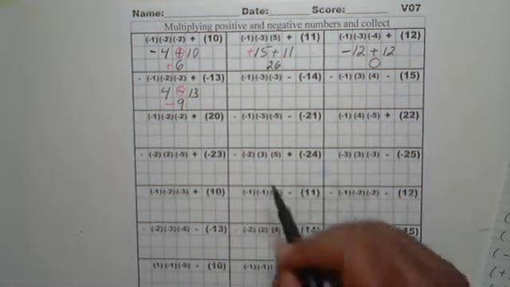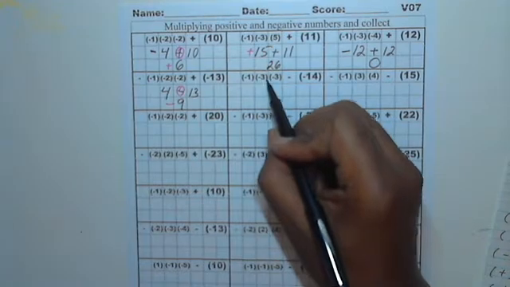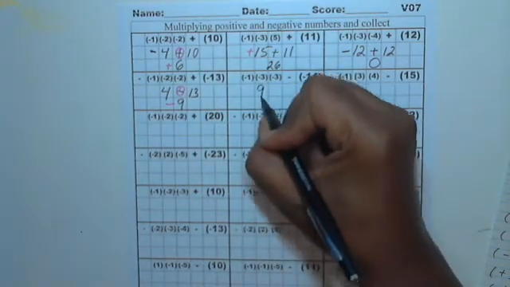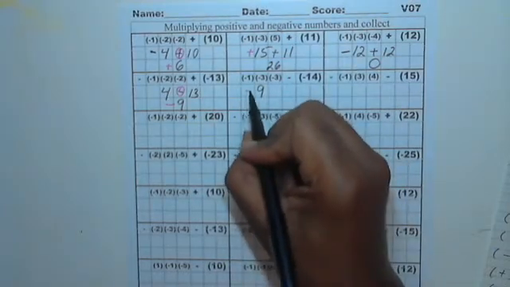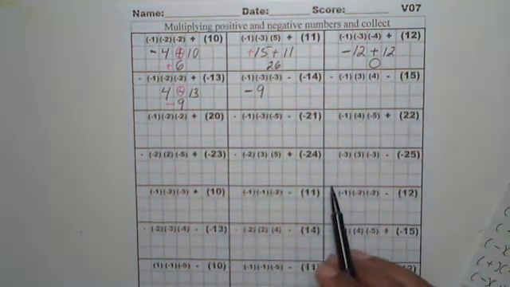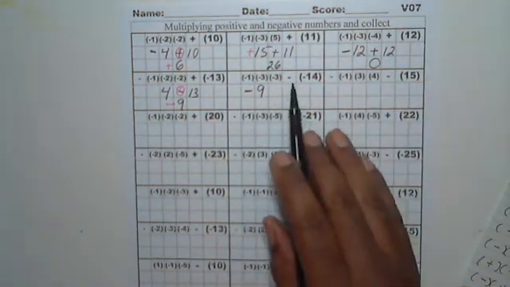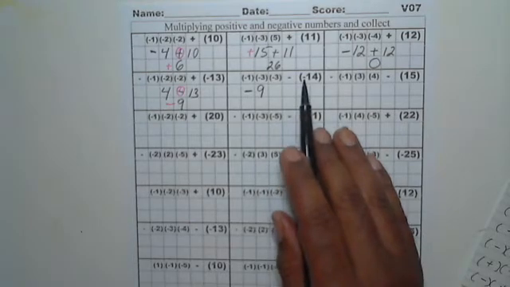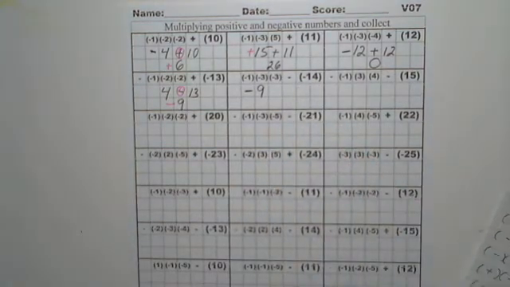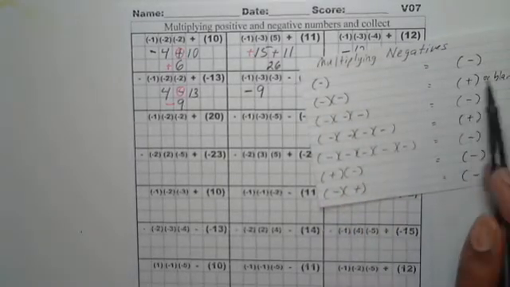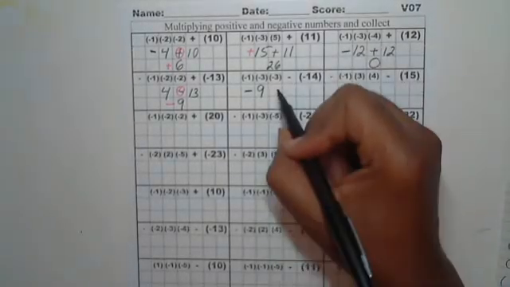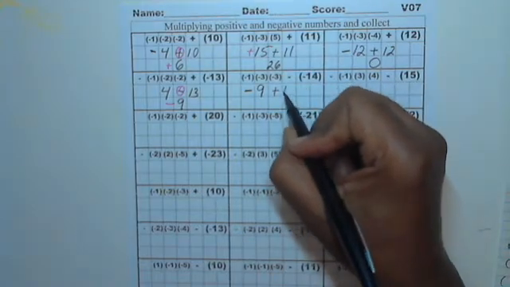Next, we have 1 times 3 is 3, and 3 times 3 is 9. So this will be a 9, and we have 1, 2, 3 negatives. 3 negatives gives us negative 9. Here we have a negative and a negative next to the 14, next to each other, and when we have negative negatives next to each other they become positive. So this would be a positive and a 14.